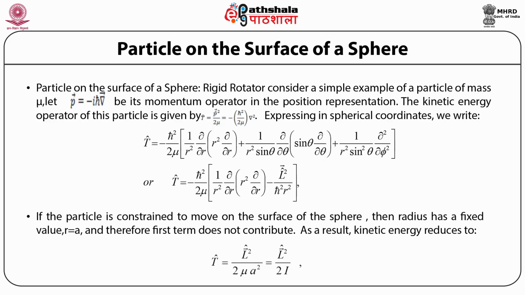So if a particle is constrained to move on the surface of a sphere, then the radius of such a movement will always be fixed, having a value equal to the radius of the sphere, that is r is equal to a, and therefore the first term does not contribute. As a result, the kinetic energy reduces to operator T is equal to operator L square by 2 mu a square, which is equal to operator L square by 2I, where I is the moment of inertia given by mu a square.